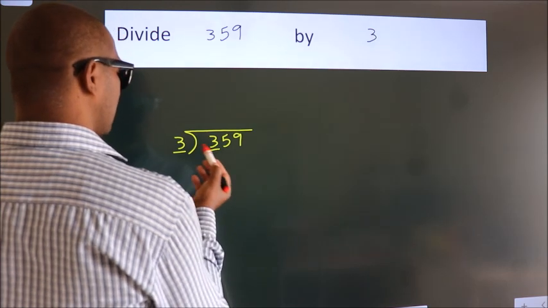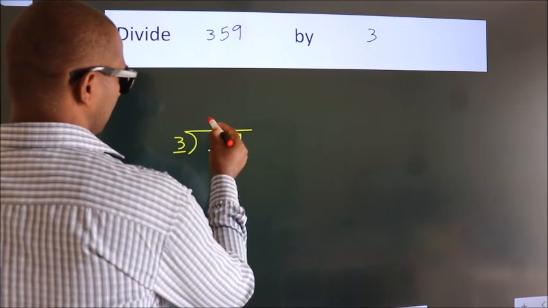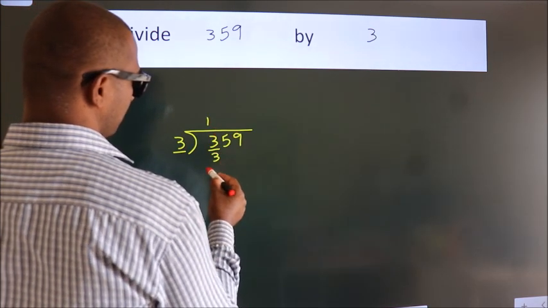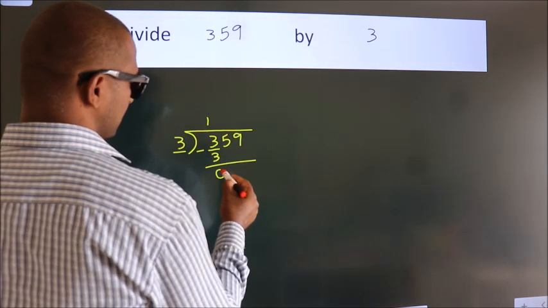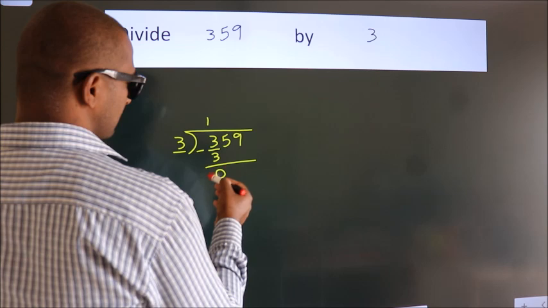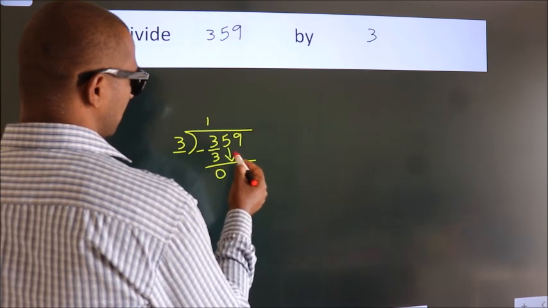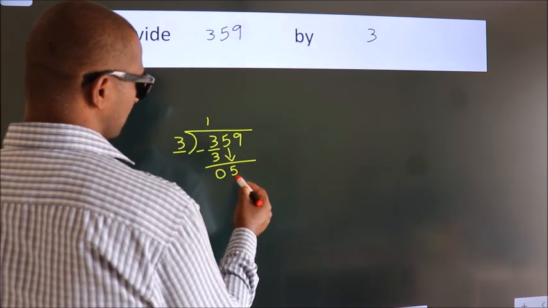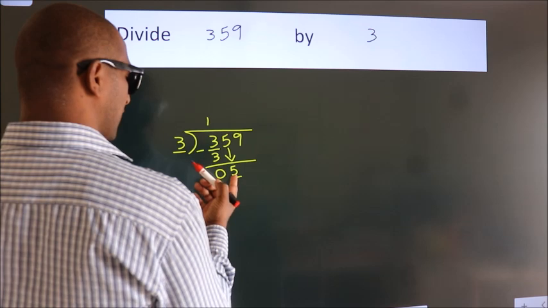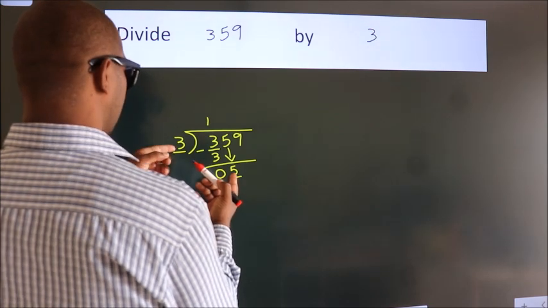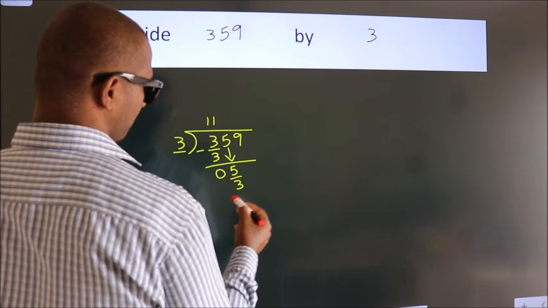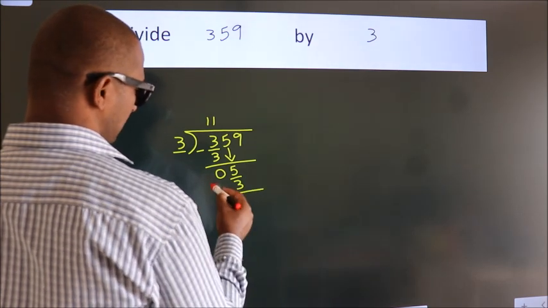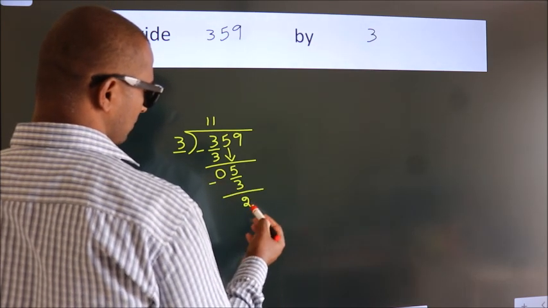When do we get 3? In the 3 table, 3 ones, 3. Now, we should subtract, we get 0. After this, bring down the beside number, so 5 down, so 5. A number close to 5 in the 3 table is 3 ones, 3. Now, we subtract, we get 2.